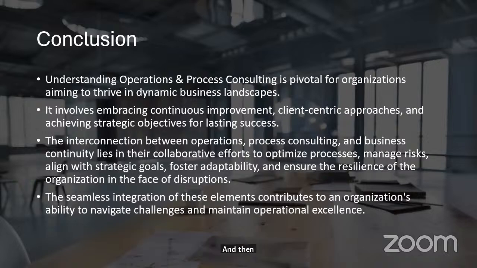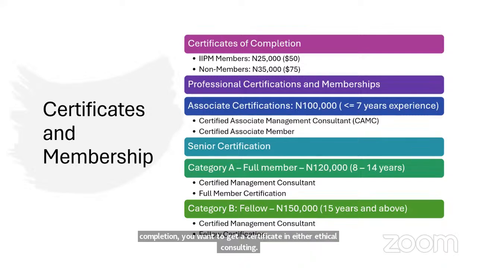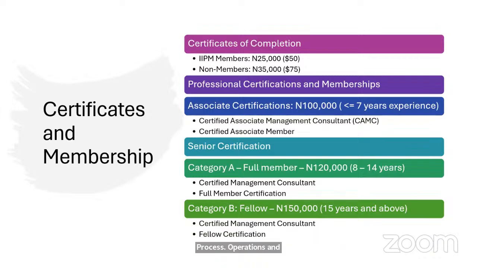Meanwhile, just to remind us, the program still remains free. However, if you think you need a certificate in this program, this would be the requirement. We have 3 types of certificates. The first is the certificate of completion, in either ethical consulting, operations and process consulting, strategy and strategy planning consulting, or value-based consulting, whichever one you want. Each of the certificates for IPM members is $25,000 or $50, and for non-members is $35,000 or $75.